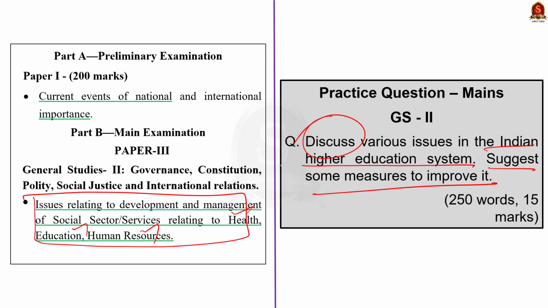Here, the question specifically talks about higher education. So, in the introduction, you can highlight any survey or report that reflects the current scenario of the higher education system in India. Then, you can split the main body of the answer into two parts. Firstly, you can write about the issues in the education system, and in the second part, you can suggest measures to improve it. This is how we are going to address this particular question. Now let us get into the discussion.